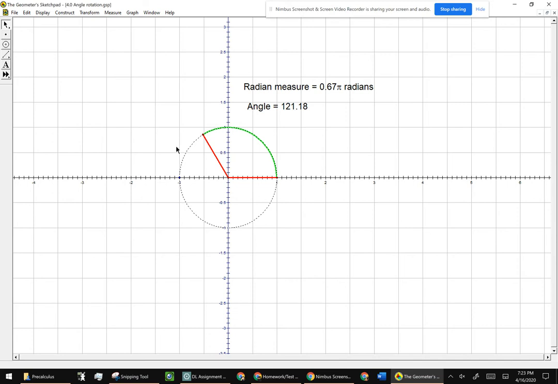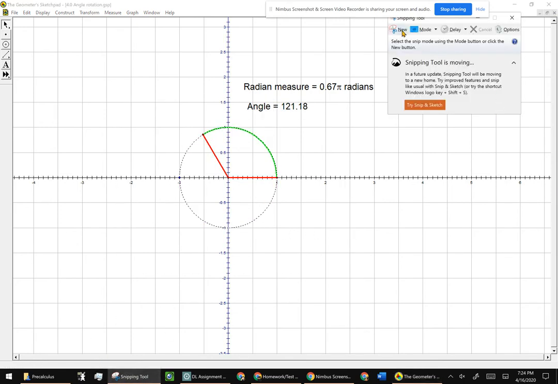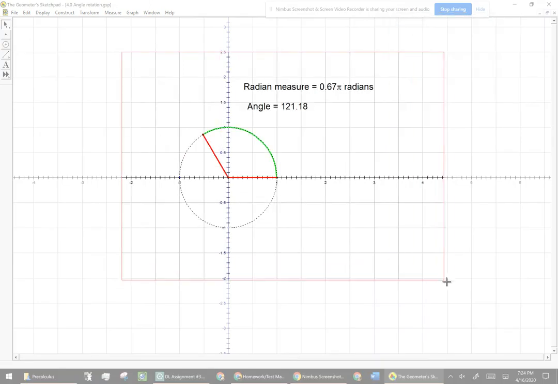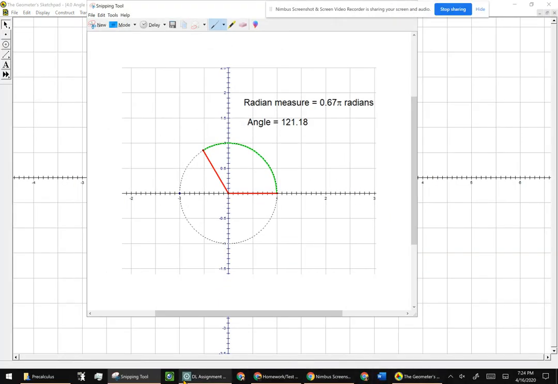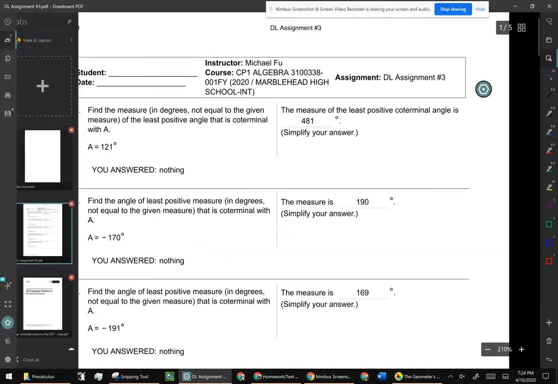And they're asking, well, what's another positive coterminal angle? Basically what it means is that, hey, this is the terminal side. How can I get this angle, but with a different number, right? Another angle that is coterminal to it, that also ends here. So if I take this, and take my snipping tool and bring it over to my little drawing board and kind of do like a little laser pen action.